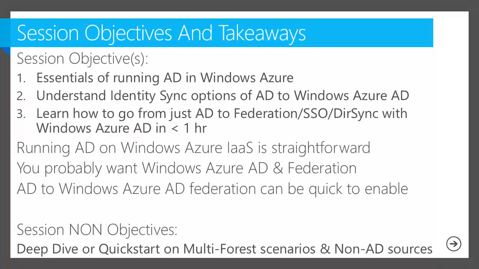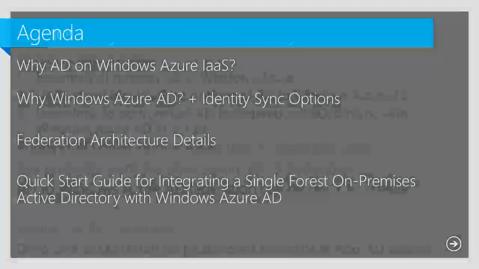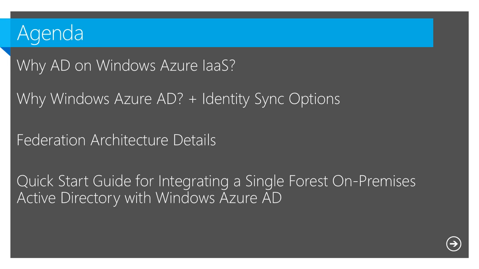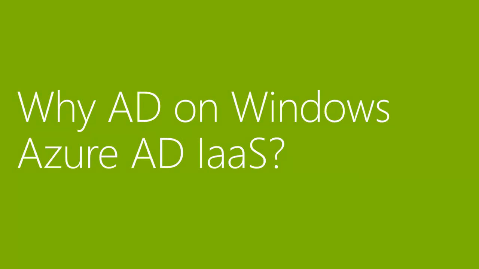If you are looking for a deep dive or a quick start on multi-forest scenarios, or non-Active Directory scenarios for Federation, you will not get that today because there's just way too much to cover in the time slot that I have. In fact, some people just cover running AD on infrastructure as a service or just the other half of things. We're giving you a cram-packed session here of 75 minutes, so be prepared. This is the overall flow that we'll go through, just to keep you on track of where we're headed here today. But first off, why Active Directory on Windows Azure infrastructure as a service?